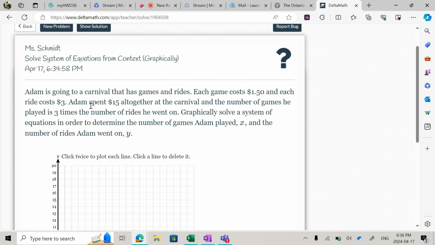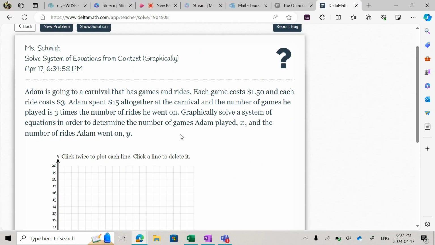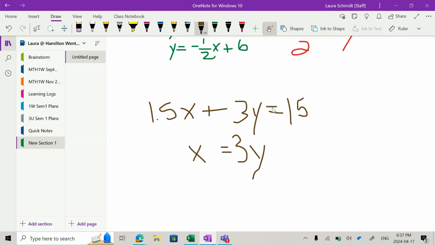Just double checking. The number of games he played is 3 times the number of rides he went on. So I'd write that like that. So then I know if the number of rides was like 2, 3 times 2 is 6. So then he played 6 games and went on 2 rides. Let's just make sure. Games is more. Yeah. Okay, cool. So those are my 2 equations.